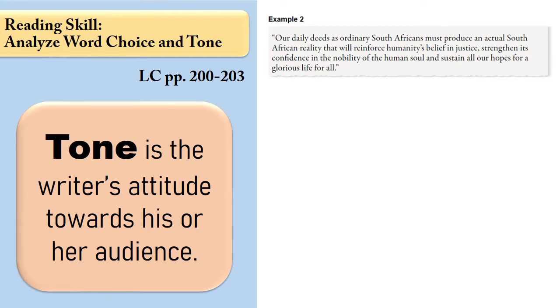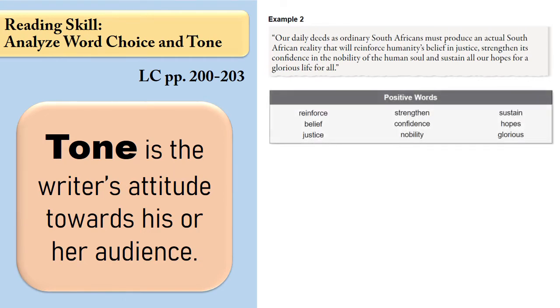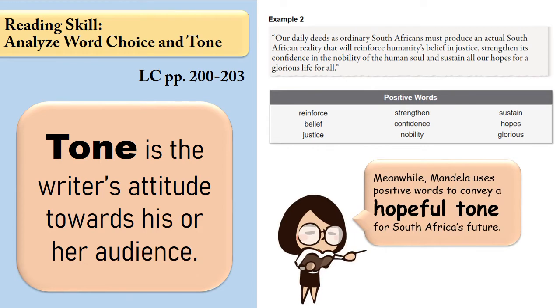What are those positive words? These are the positive words that you can see from the excerpt. We have reinforce, belief, justice, strengthen, confidence, nobility, sustain, hopes, and glorious. But why would he use such words? Mandela uses positive words to convey a hopeful tone for South Africa's future.